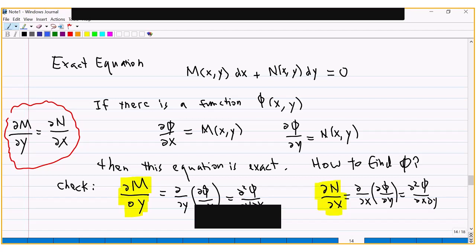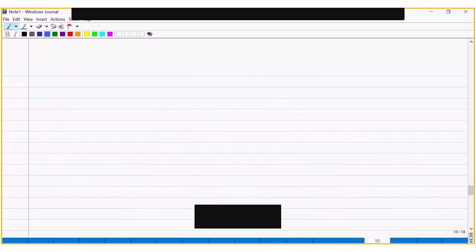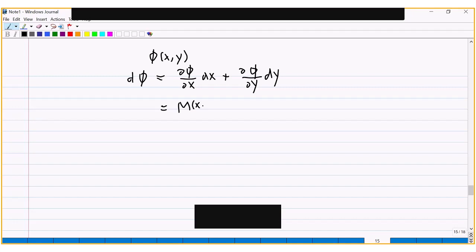So first of all, let's try to understand this. This is a total differential thing. For example, this is a function of x and y. The total differential of this is equal to the partial differentiation with respect to x, dx, plus the partial differentiation with respect to y, dy. In our case, this is actually M, and the other one is N.